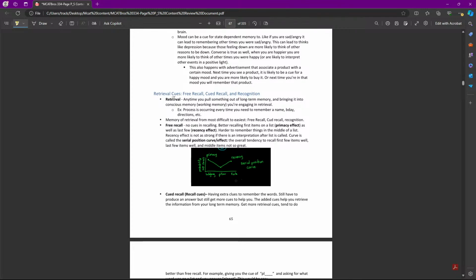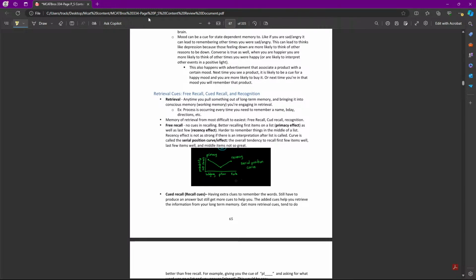So, we already talked about retrieval, but retrieval is pulling something out of your long-term memory and bringing it into your conscious memory to engage in processing. It probably occurs every time you need to remember a specific fact or detail.